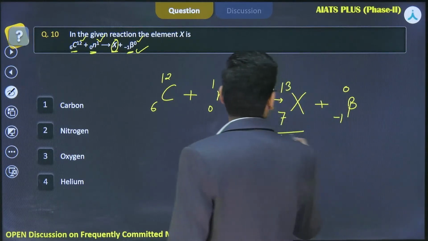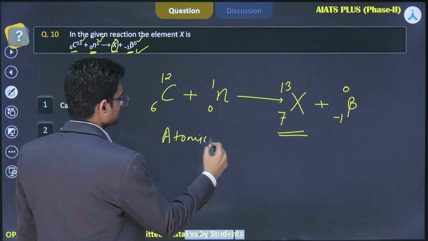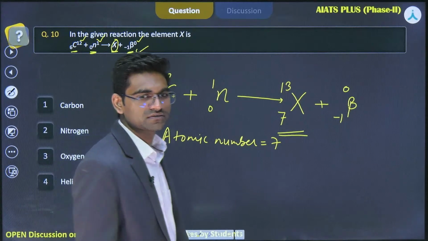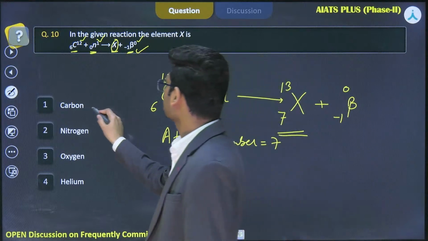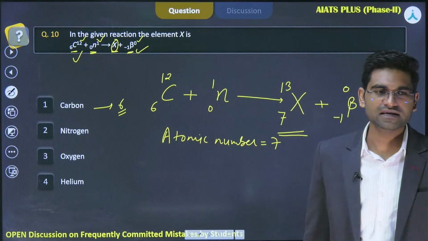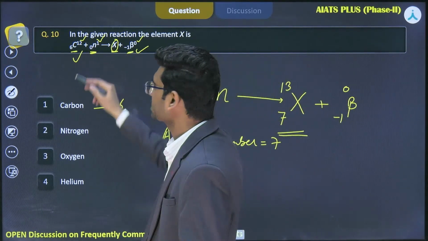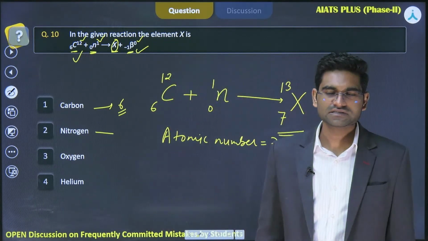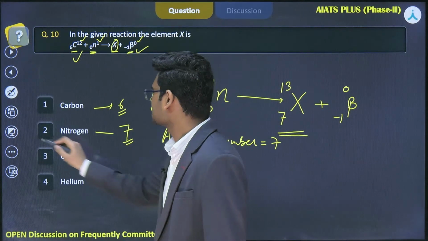Now, can you remember which element has atomic number 7? Carbon has atomic number 6, it is already given here, okay? So, you can easily eliminate that carbon could be the answer. No, it can't, right? Because the atomic number of carbon is 6. What about nitrogen? It looks like this is the answer, right? The atomic number of nitrogen is 7. So, this is the answer.